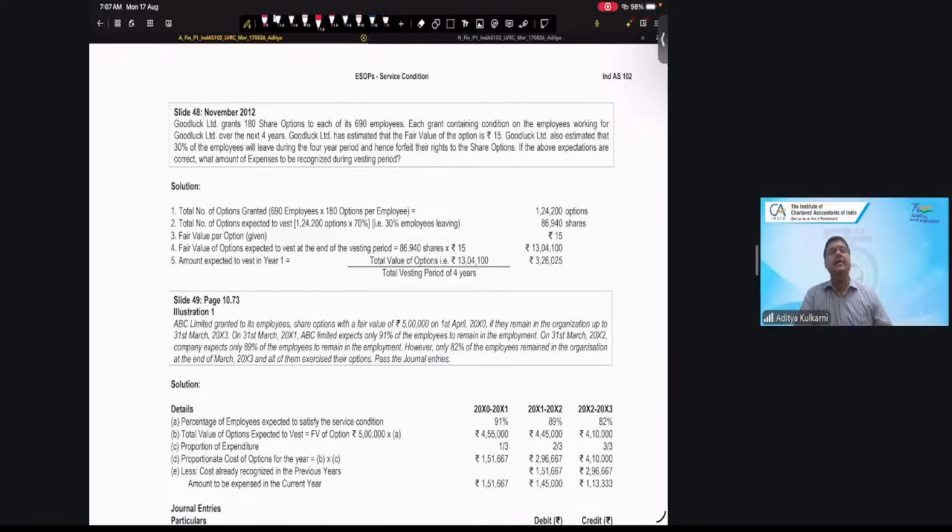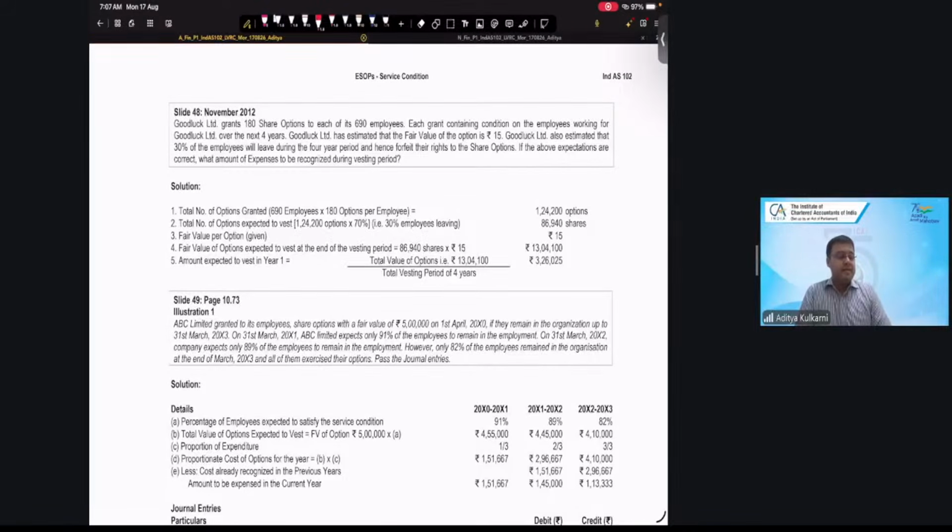It refers to entitlement. Vesting period refers to the number of years that an employee needs to serve in order to become entitled to the options. So vesting means becoming entitled; vesting period is the time required to become entitled to the option. If an employee leaves during the vesting period, he will not be entitled to the options.